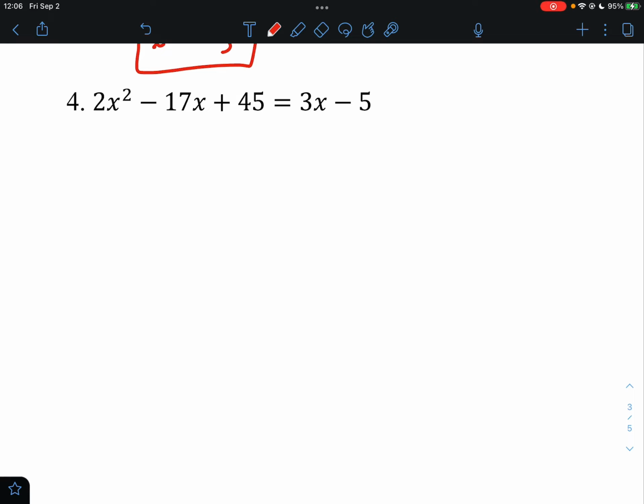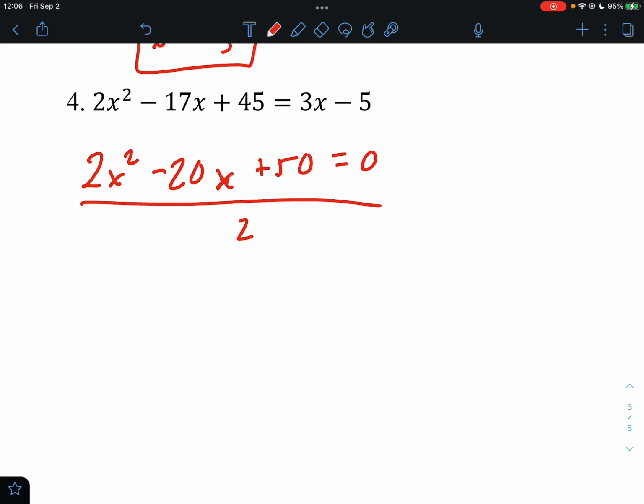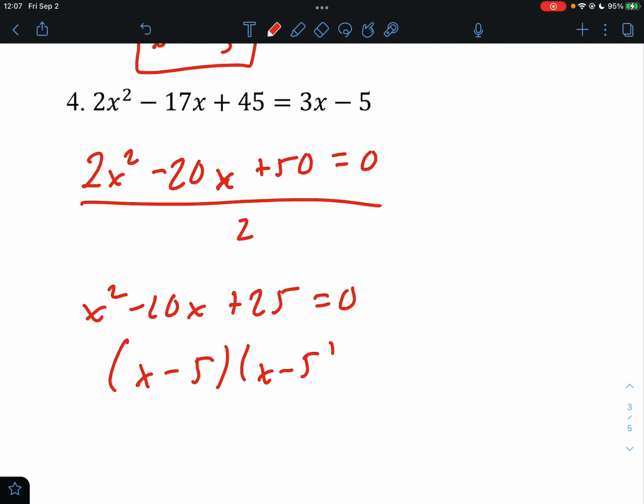All right, this one, another one is not in standard form. So let's subtract 3x over and add 5 over. And now we can take out a GCF of 2. In fact, since it's an equal sign, we can just divide through by 2. Now if we factor this, it's going to be (x minus 5)(x minus 5) equals 0. So x minus 5 must equal 0, so x must equal 5.